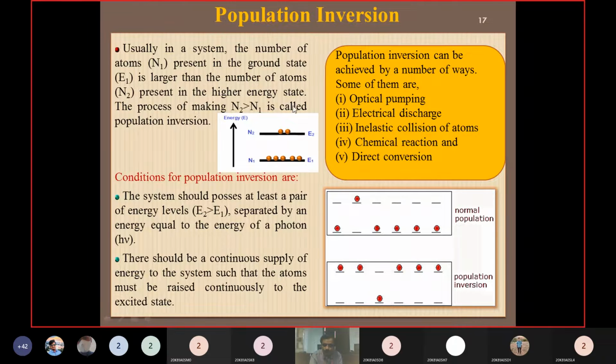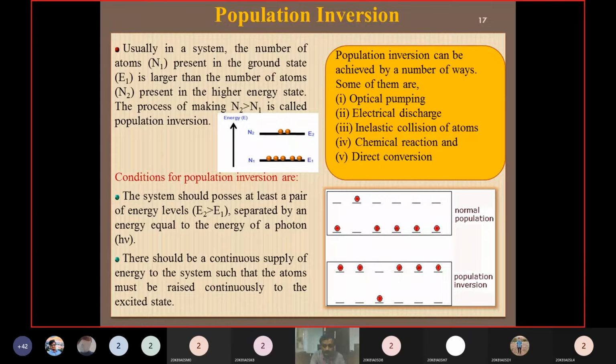Because here, if you observe in an excited state, what is the lifetime of the electron? Only 10 to the power of -8 seconds. So automatically after 10 to the power of -8 seconds, that means within a fraction of a second, that electron will go to the ground state. That electron will not stay much time here. So for getting the population inversion here, we have to supply a huge amount of energy continuously.